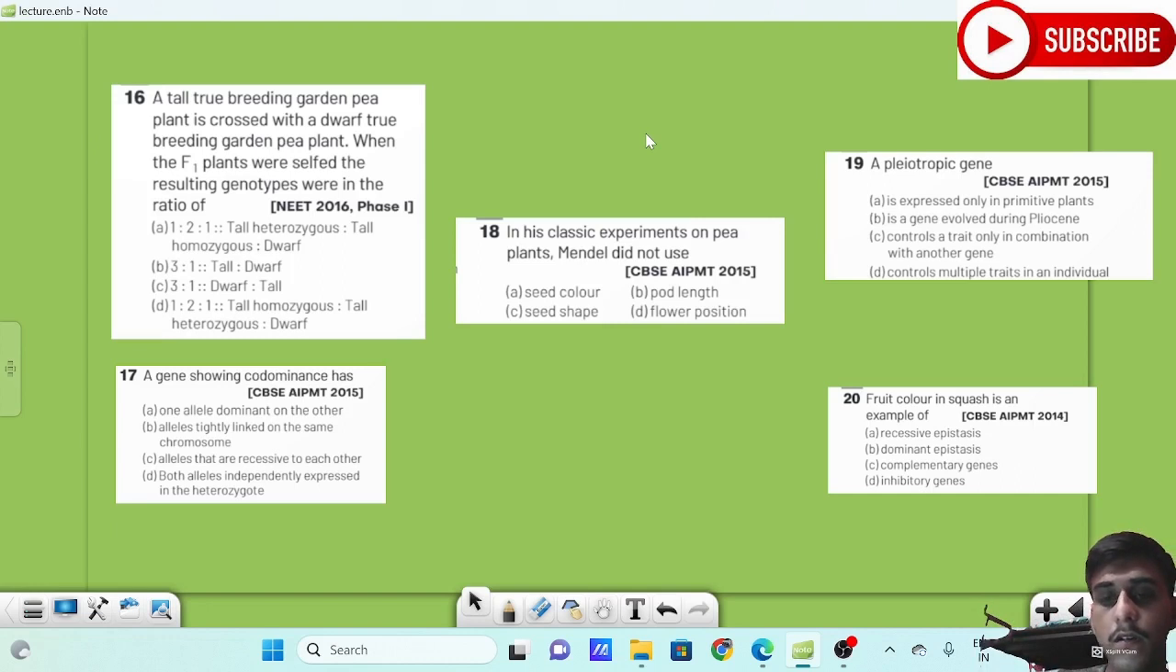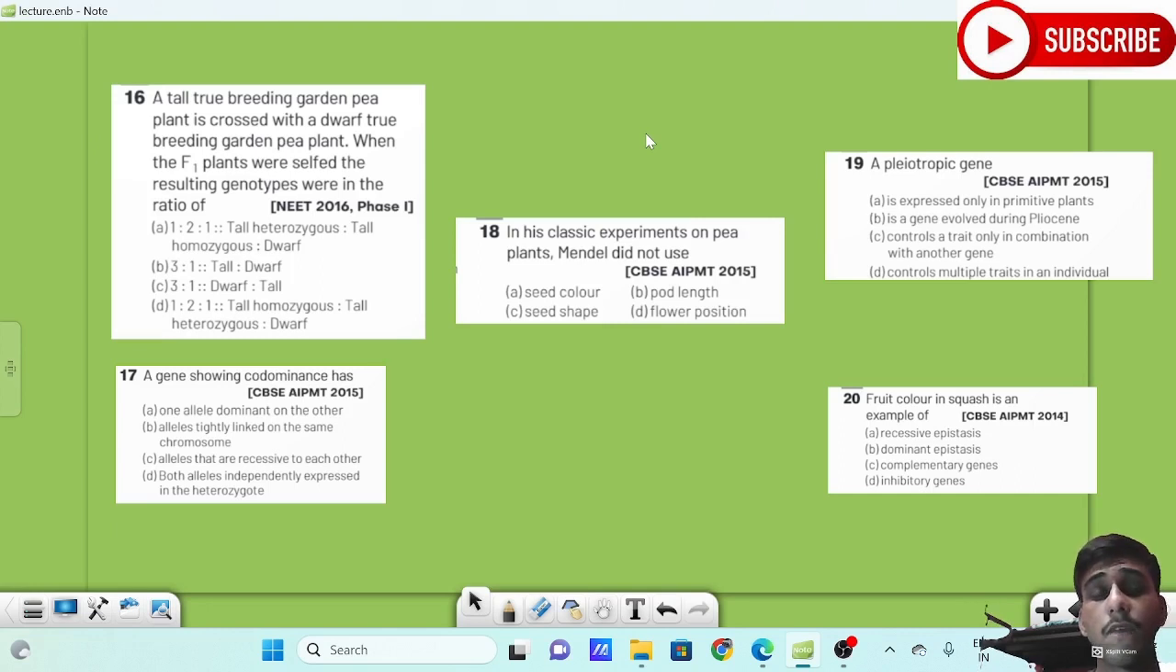Next, 20th question. A fruit color in a squash is an example of... I think I didn't mention anything regarding this. Look, epistasis. Okay, just try to hear. We talked about intragenic gene interaction, right? What is intragenic gene interaction? We have discussed codominance and incomplete dominance. But there is also an interaction between different genes. Intra means inside, right? Within.